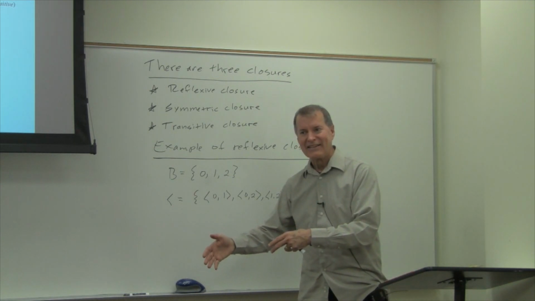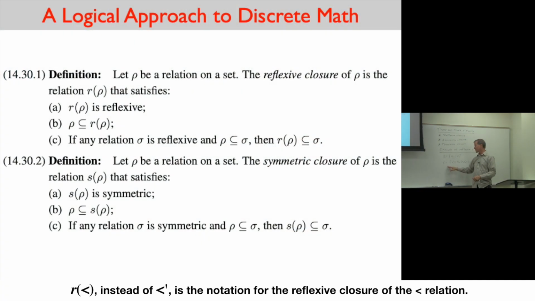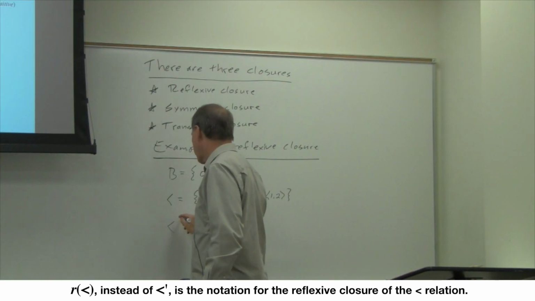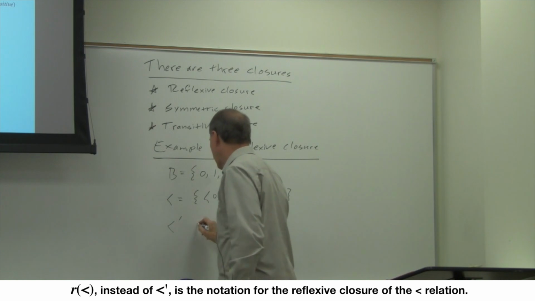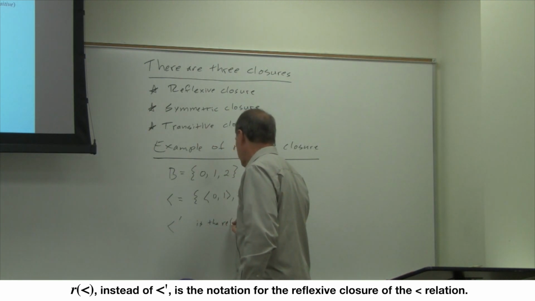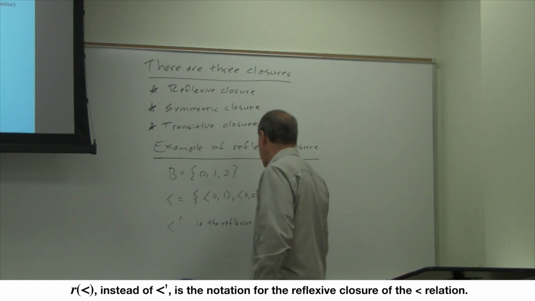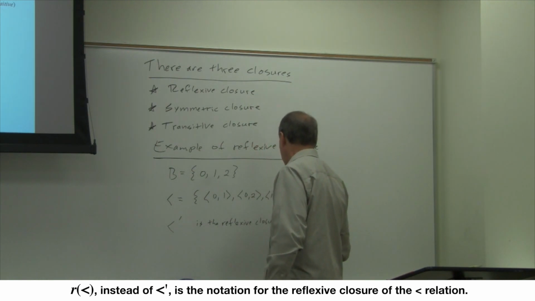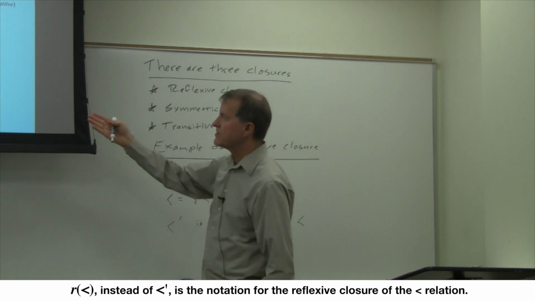So we turn less than into less than or equal to. Well, actually, that's what will happen. The reflexive closure of less than will be less than or equal to. But I want you to understand how this ABC stuff works. Okay, so look. What this says is that the reflexive closure of rho is the relation rho prime that satisfies. So here's my question. Let's denote less than prime. Less than prime is the reflexive closure of less than. Now let's see what properties it has to have.